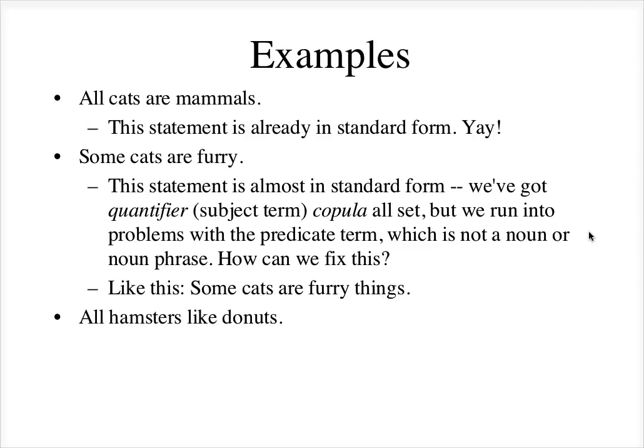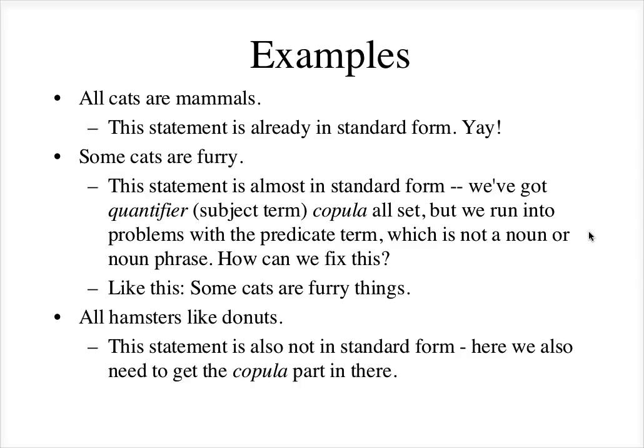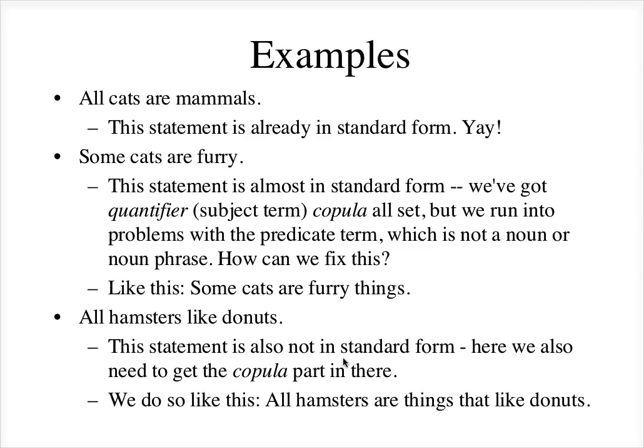How about all hamsters like donuts? Here we're missing both the copula and the predicate term. We have the quantifier and we have the subject term, but then we have like donuts instead of is or are something. So we can fix that in this somewhat awkward way by saying all hamsters are things that like donuts.